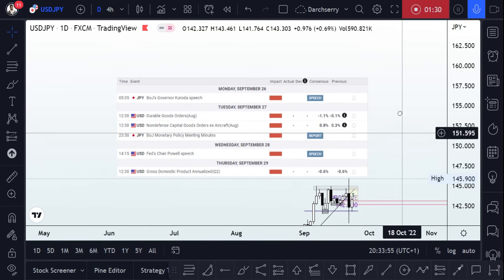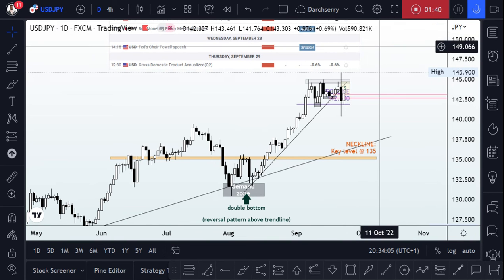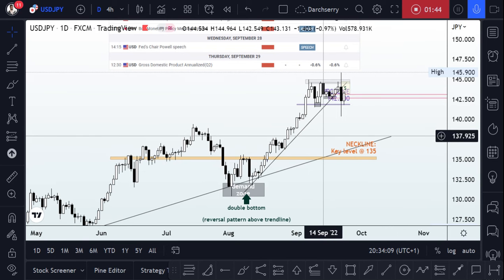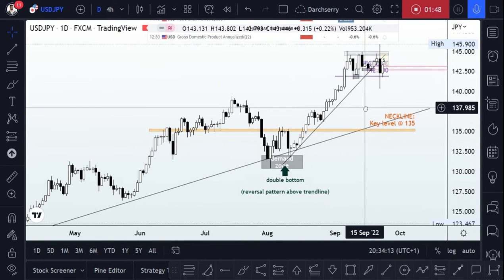So we have quite an array of events that is likely going to be affecting the USD this week. So we want to prepare ourselves for these events. And how do we do that? Let's look at the structure from a technical standpoint and see what our expectation is going to be like and what our plans are going to be.